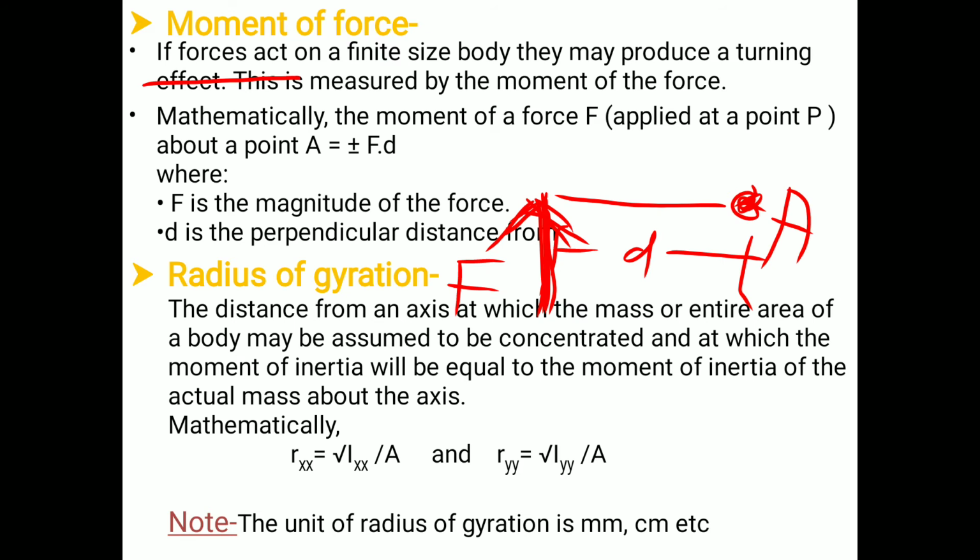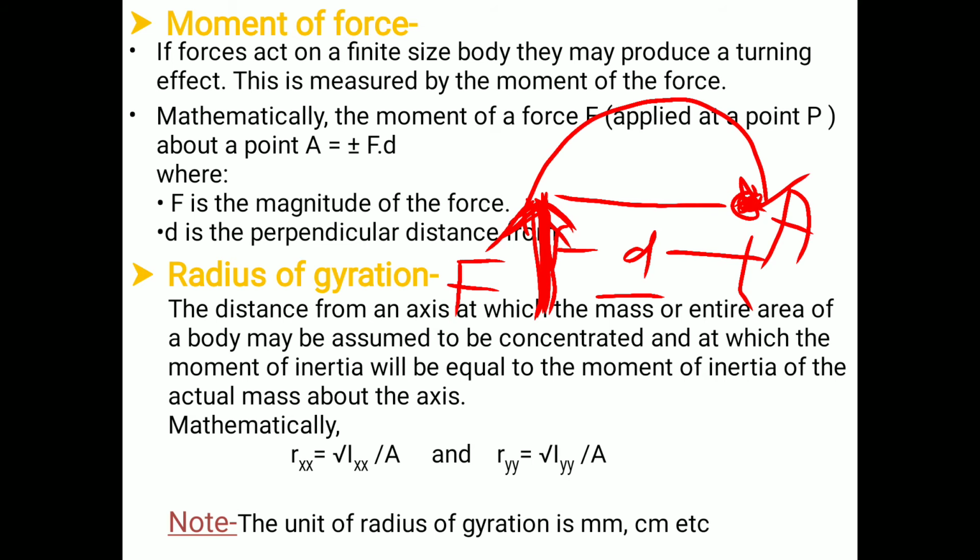If forces act on a finite size body, they may produce a turning effect. Remember that in short, moment of a force is the turning effect produced by that particular force. This is measured by the moment of the force. Mathematically, the turning effect is given by this force acting in upward direction, separated by a distance d from point A. This force about A will act in clockwise direction. Therefore, force into perpendicular distance d is the moment of force.